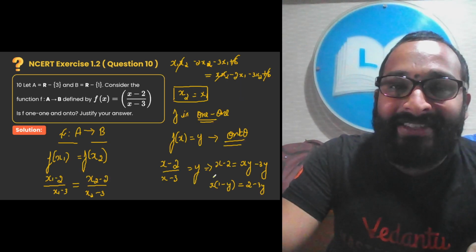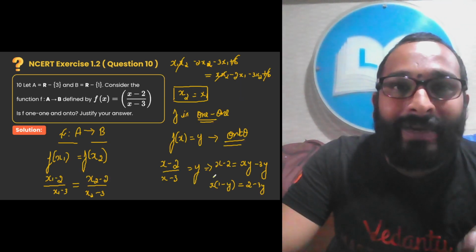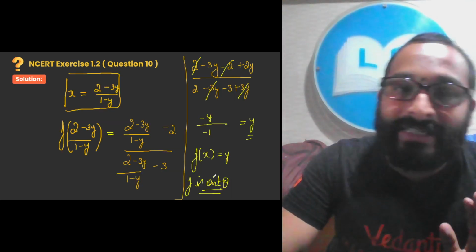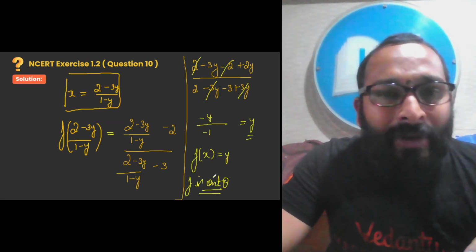Was it very simple and easy, children? Yes. So we have solved question number 10 of your exercise 1.2, and it is a bijective function. It is 1-1 and onto. I hope you have understood this.